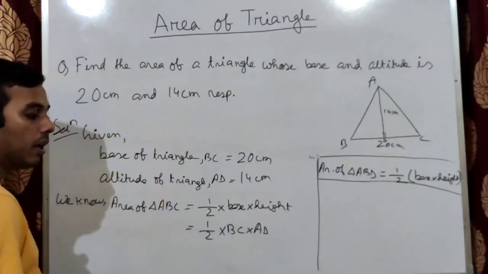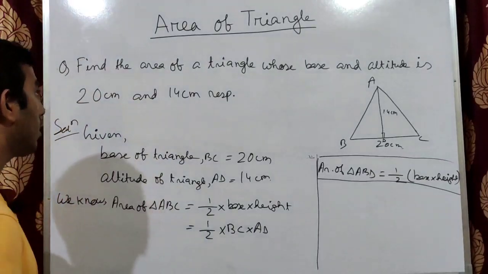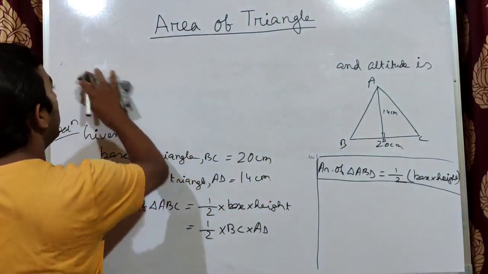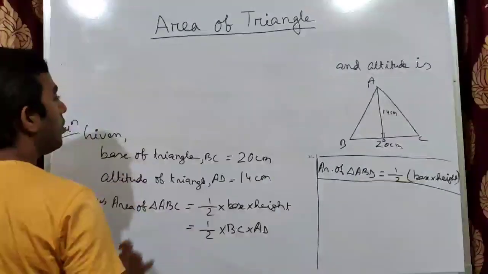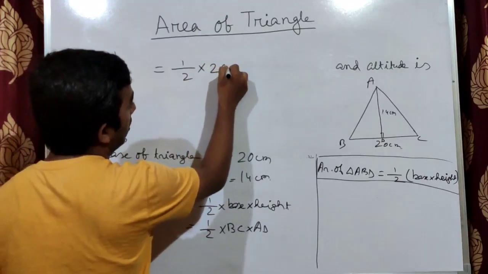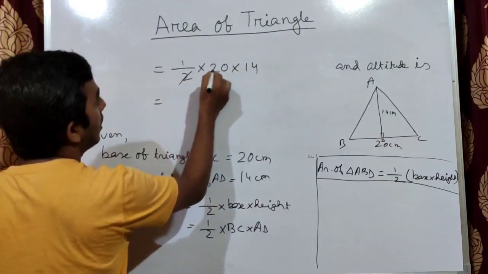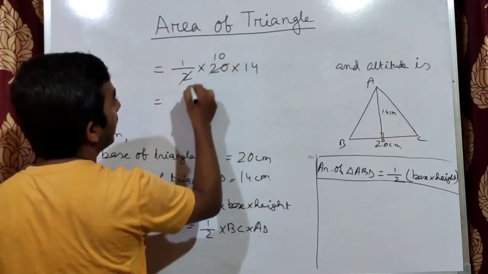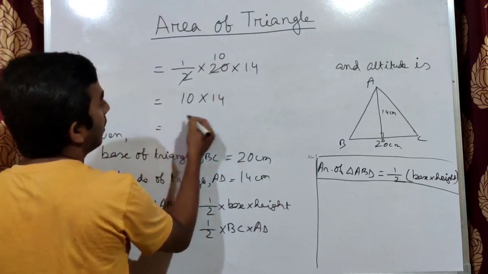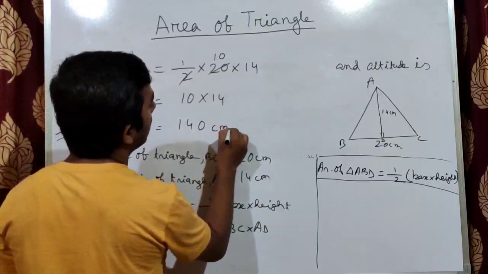Clear? Okay. Now we'll just substitute our values. In place of BC we will write 20 and in place of AD we will write 14. So it will be half into 20 into 14. Now we will cancel 2 with 20, it will be 10. So what is left is 10 into 14, and 10 into 14 is 140 centimeter square.